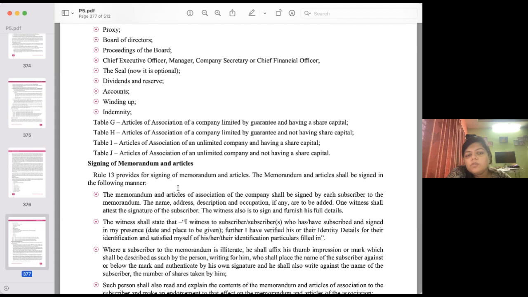The preference shareholders usually don't vote. So by name, it's a share, but the way it actually behaves, a preference share is more like a debenture, more like a debt capital instrument. So dividends and reserves, what exactly is it? What exactly would be the functions of those accounts will be mentioned in the articles of association, as well as winding up and indemnity. These are the clauses that would be mentioned within the articles of association. But obviously, it will be taken recourse to with respect to the law of that particular company.